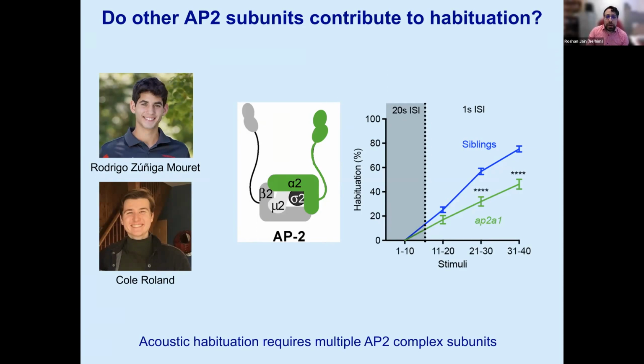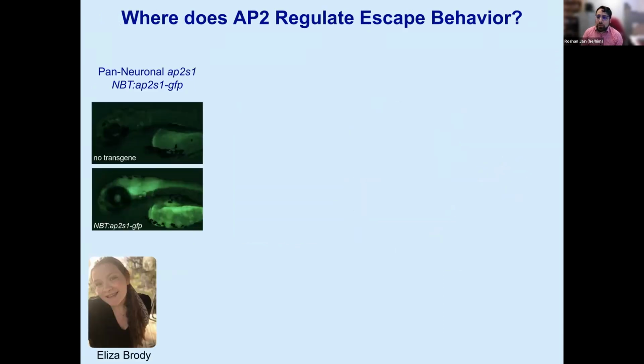All right, so we now have a variety of different behavioral deficits or changes when we disrupt different components of the complex, and so we really wanted to get a sense of when and where this complex is doing something to impact this behavior. We've taken a transgenic rescue approach to try and figure this out. We started off by creating a transgene that panneuronally expresses a GFP-tagged version of AP2S1. And then we could express this in the mutant fish as well as their wild type siblings.